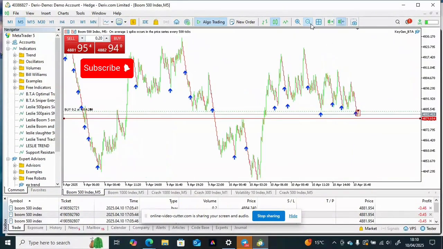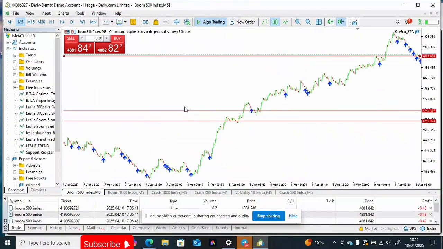So this way you need to involve your price action as well. Another extra strategy that you need to use to simplify your entries. So this is what's going on, guys.